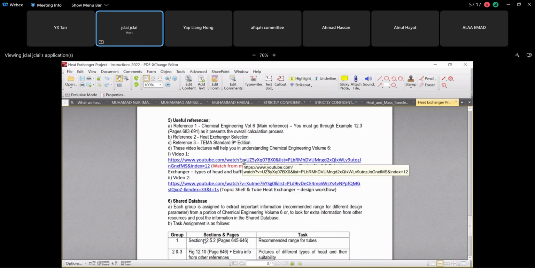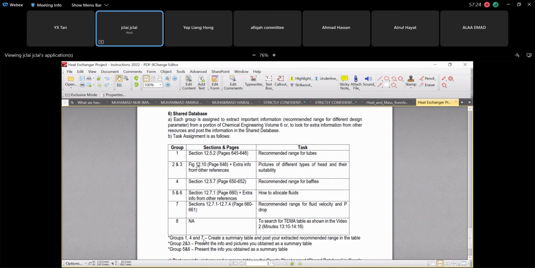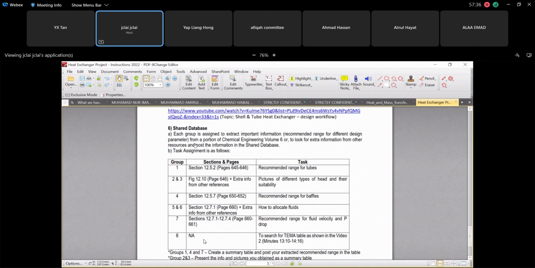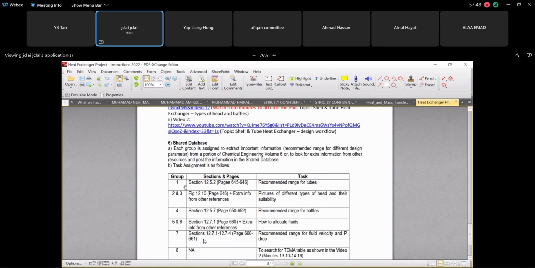Okay, but it's quite long. So we assign the task to different groups so that each group can go through a different section in the Chemical Engineering Volume 6, and you summarize all this information into this shared database, so that the other groups can also refer to it. You don't need to go through the whole Volume 6 by yourself. This is the purpose. We want to save your time.